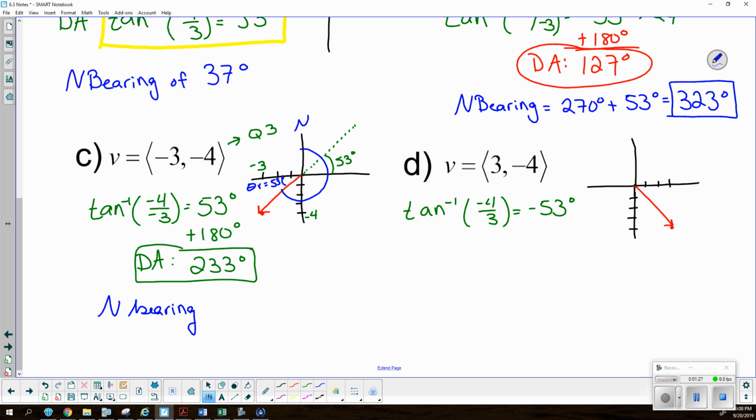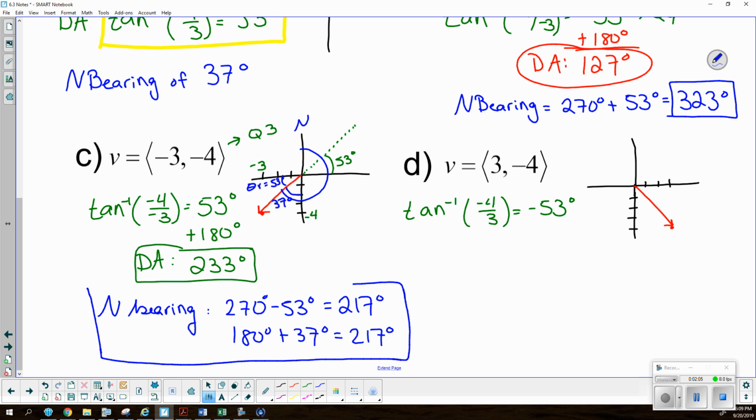So a couple things we can do. We can say, well, you know what? We are 53 degrees shy of 270 degrees true north. So 270 minus 53 is 217 degree bearing. Or you can say, well, 90 minus 53, this angle in here is actually 37 degrees. So we went 180 degrees plus 37 degrees, which is also 217 degrees. So the navigational bearing, or the true bearing, is 217 degrees.